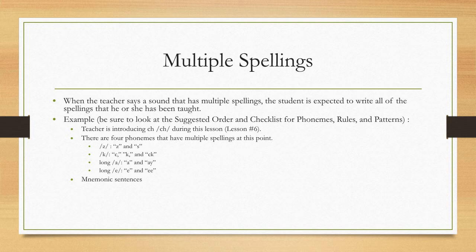Additionally, you can see that the C, K, and CK have already been taught up to this point. Thus, when the teacher dictates the K sound, the student will be expected to write all 3 spellings on paper. The long vowel sounds will eventually have several spellings. At this point, there are only 2 spellings for long A and 2 spellings for long E. However, as you move through the columns, you will introduce several phonogram cards that make these long vowel sounds. In the back of the Language Toolkit booklet, there are mnemonic sentences that may help your students to recall all of the multiple spellings for the long vowel sounds.